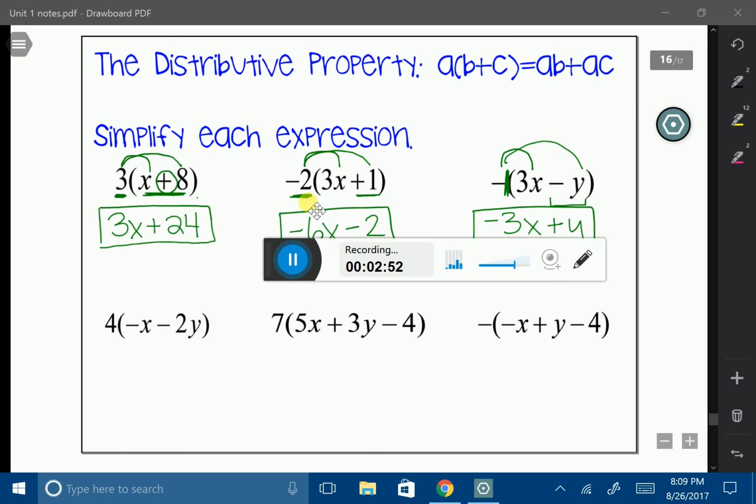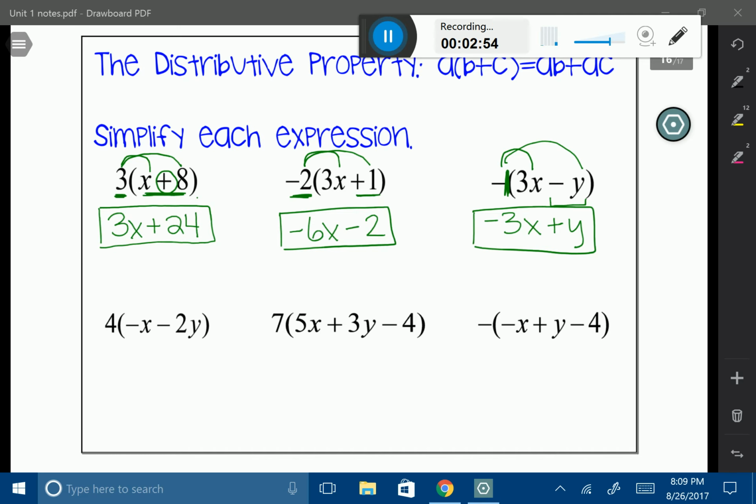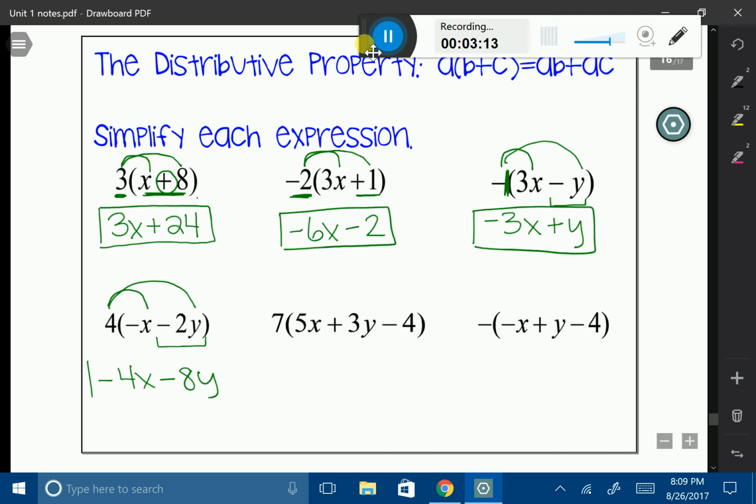Let's look at some more. 4 is going to be distributed into the quantity of negative x minus 2y. So let's go ahead and do that. 4 times negative x is going to give me negative 4x. 4 times, careful here, make sure to grab that operation, negative 2y is going to give me negative 8y. And I'm done.